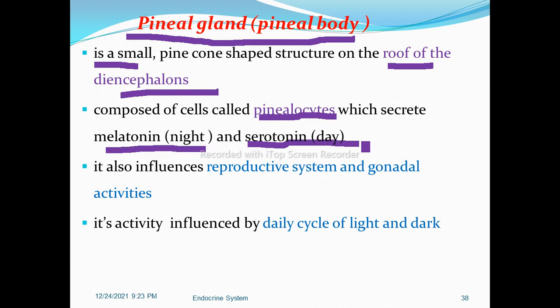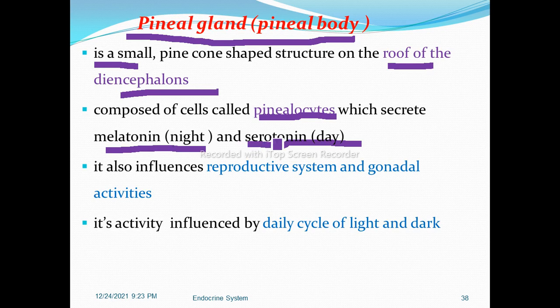Our day and night sleep induction is controlled by the pineal gland. During the night, the hormone melatonin is secreted and induces sleep, so it regulates our sleep, and our sleep will be normal. Our sleep will be adequate due to melatonin.